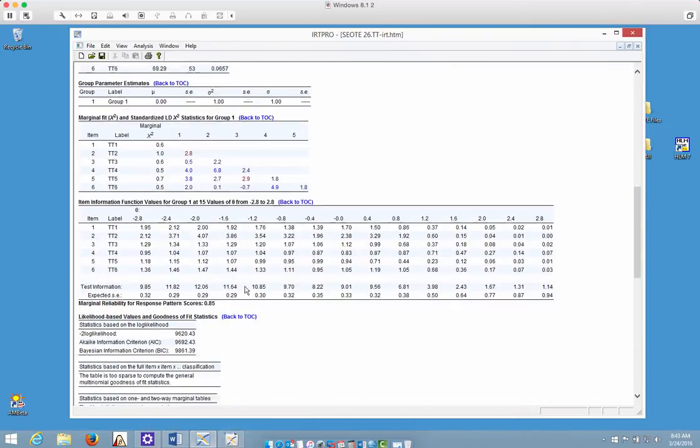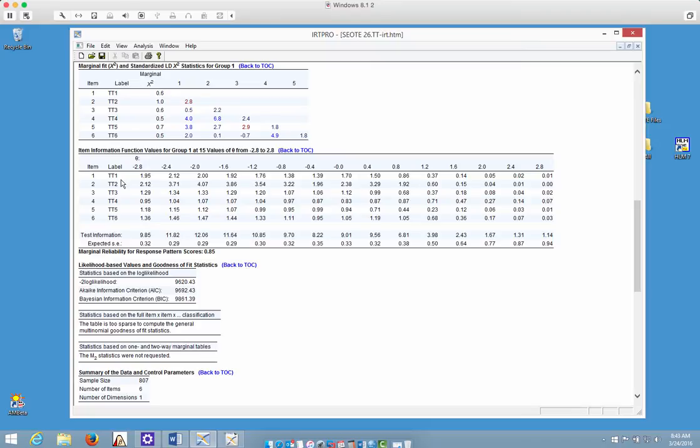So if we look at our item information functions in the table, we can see that as our ability increases, and what I mean by ability in this case is our level of agreement increases, we can see that our information decreases. And that seems to be the case for each one of the items. You can see that pattern. So these items are doing a pretty good job of assessing lower levels of agreement as compared to upper levels of agreement.